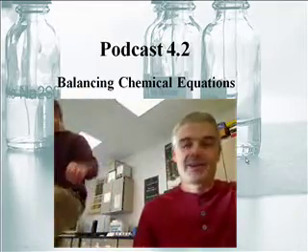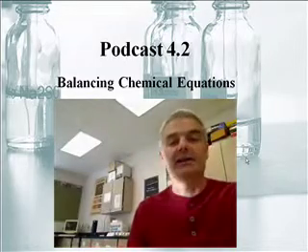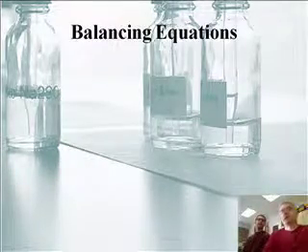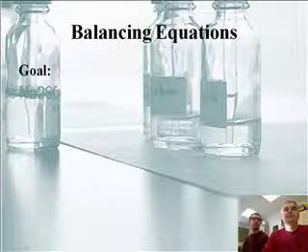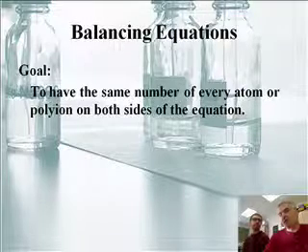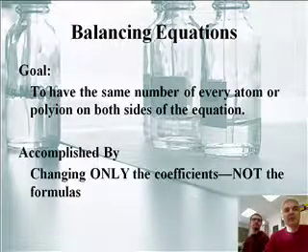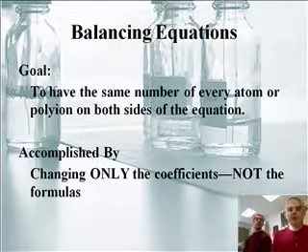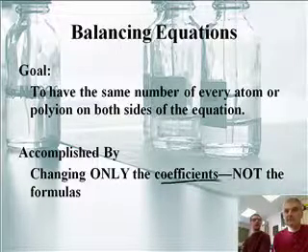It is. So, okay, guys, we're going to learn about how to balance chemical equations today, okay? So the goal is we want to have the same number of every atom or polyion on both sides of the equation, like you saw in the introductory video clip. So that's what we want to do. Okay. And we're going to learn how to do that. Okay, folks, it's accomplished by changing only the coefficient. Oh, there's a new word, not the formulas. Yeah, guys, the coefficient, that's the big number that we wrote in front of the chemical compound.